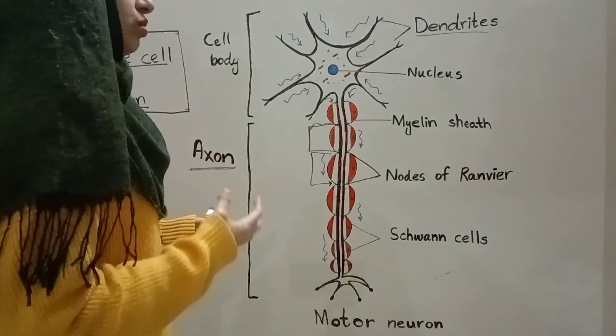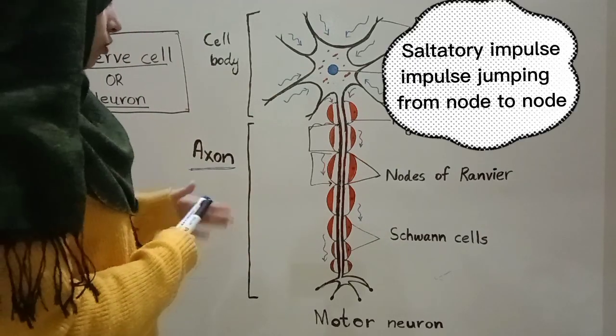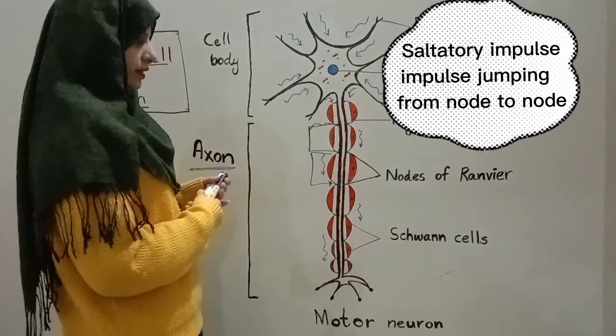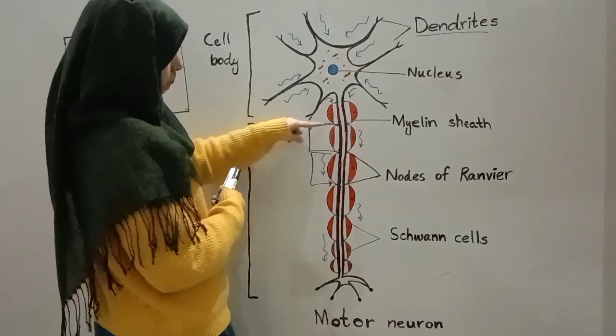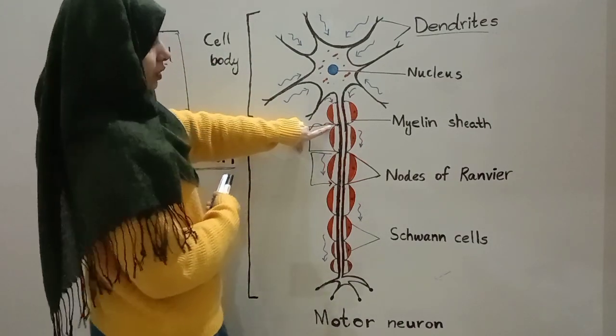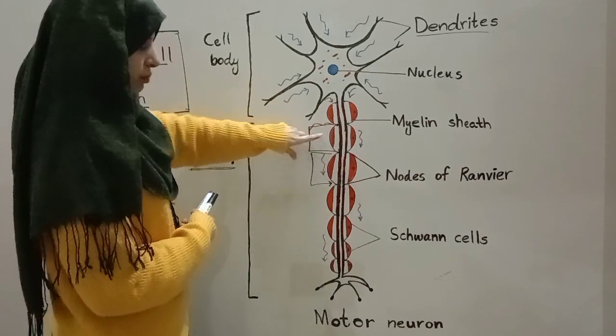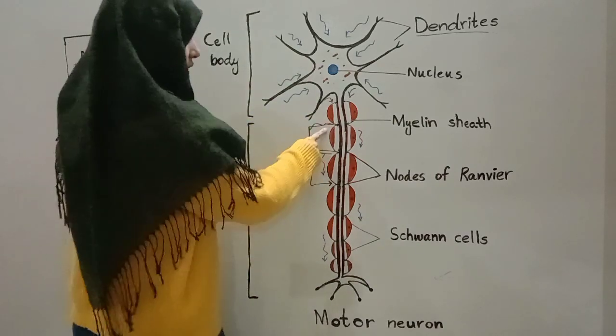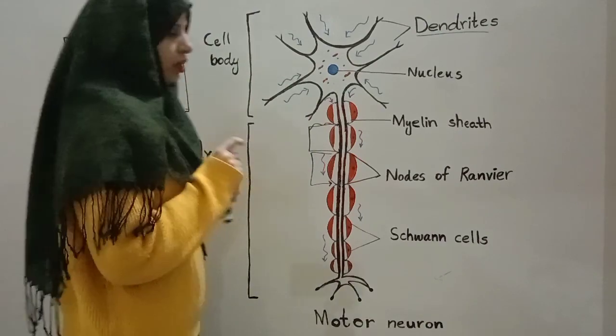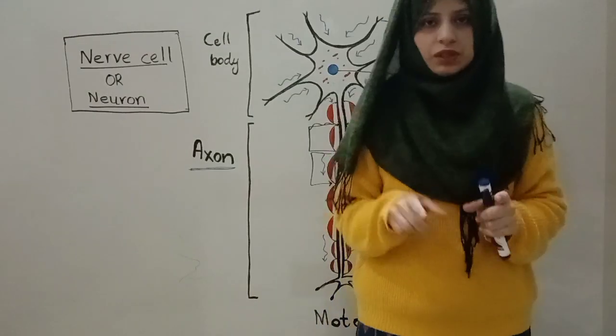Let's talk about the saltatory impulses. Saltatory impulses are speedy impulses because of the jumping of the impulses due to the non-myelinated points. It's all about the structure of the neuron.